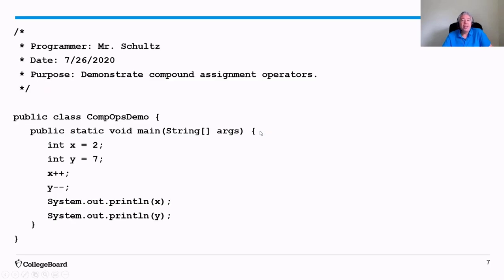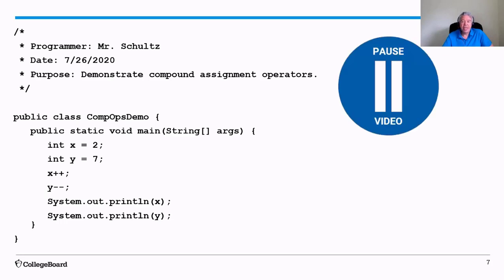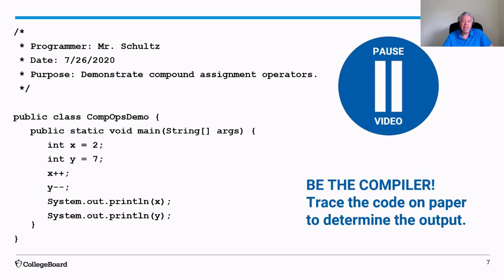All right, so just like we did in video 1 of topic 1.4, we're going to do a little exercise where you trace the code. And in this case, now we've got 2 variables that we're going to work with. So I'm going to ask you to pause the video in a second. And again, we're going to be the compiler. I want you to trace the code on paper to determine the output.